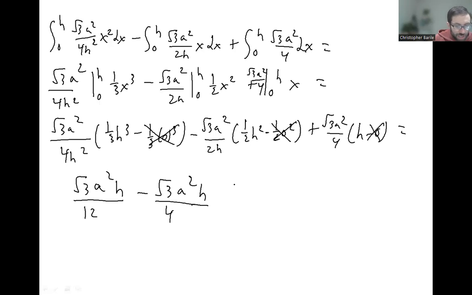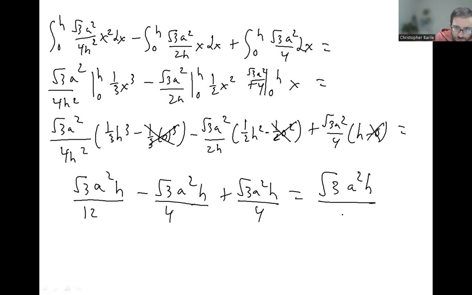Okay, and lastly, we have this term, which is just root 3 a squared h over 4. So these terms cancel out because they're the same. One's a negative, one's a positive. So we end up with root 3 a squared h over 12. And that's actually our final answer, our volume.